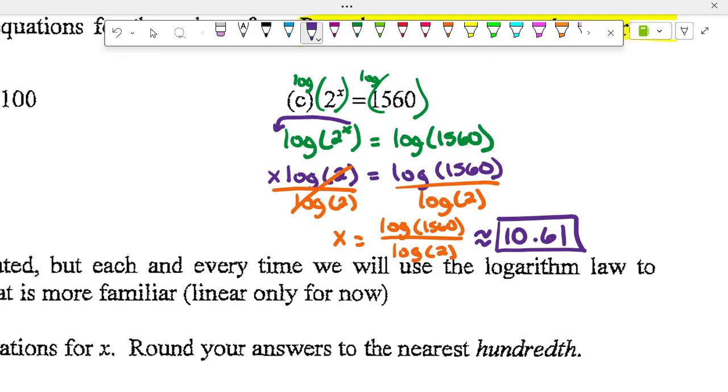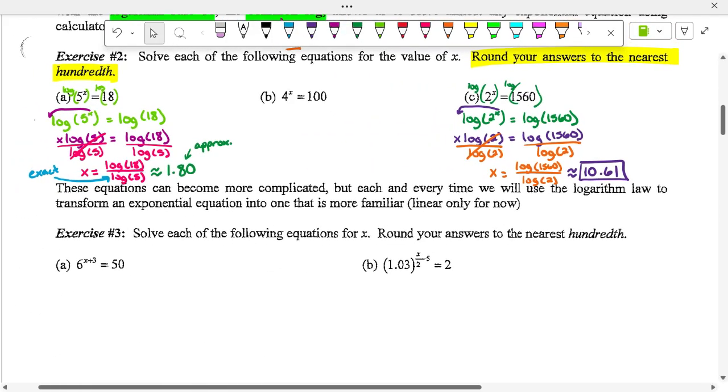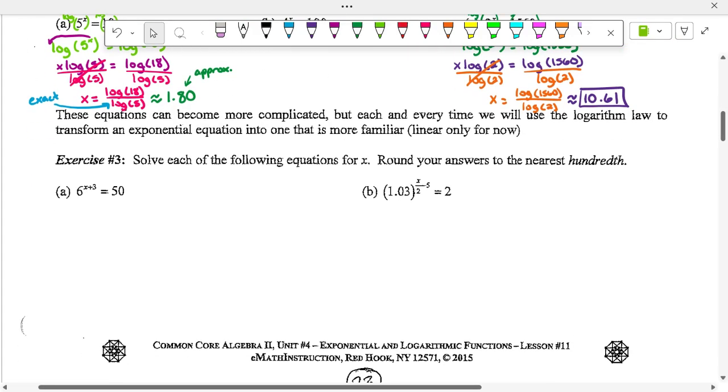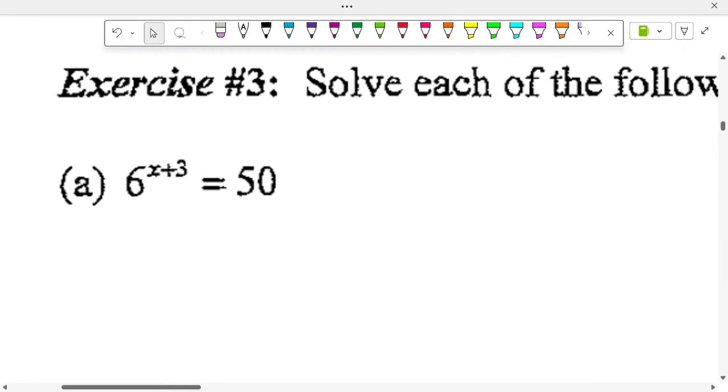All right. Okay, so those were really easy ones. So now we're going to look at some harder ones. But there's not much. It's just like one extra step. All right. So let's look at letter A on the next example. Now, first off, let's ask ourselves, is the base by itself?